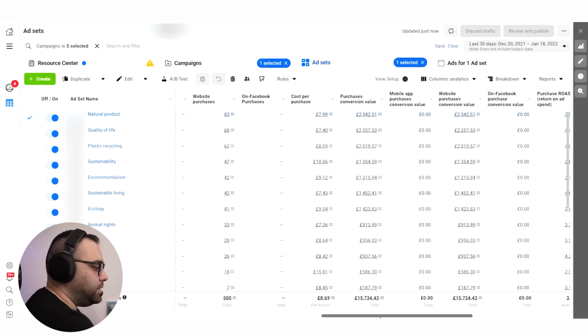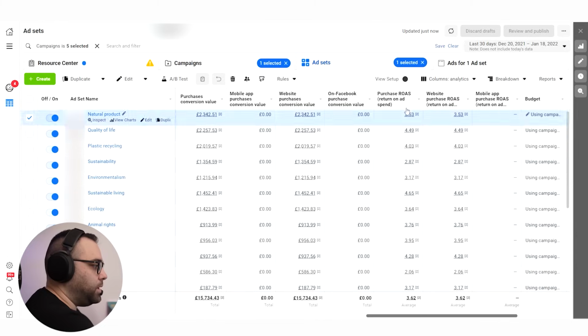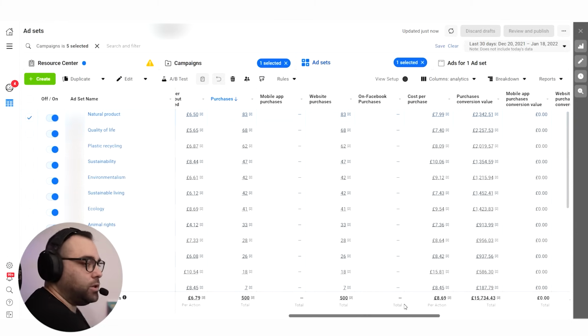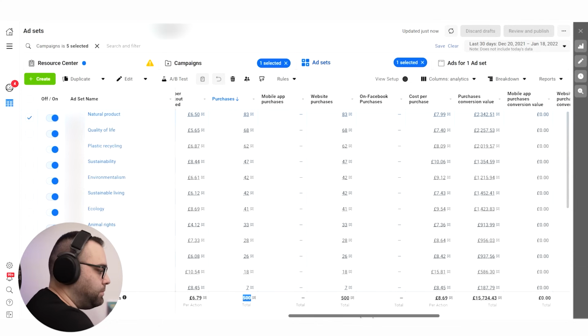We know that this one is working very well. It's producing 3.53 ROAS. We know that it has volume, because for us it's more important to see good volume instead of seeing good ROAS, okay? We want to go for volume here. This is a scaling tactic. Nice 500 round number, by the way.